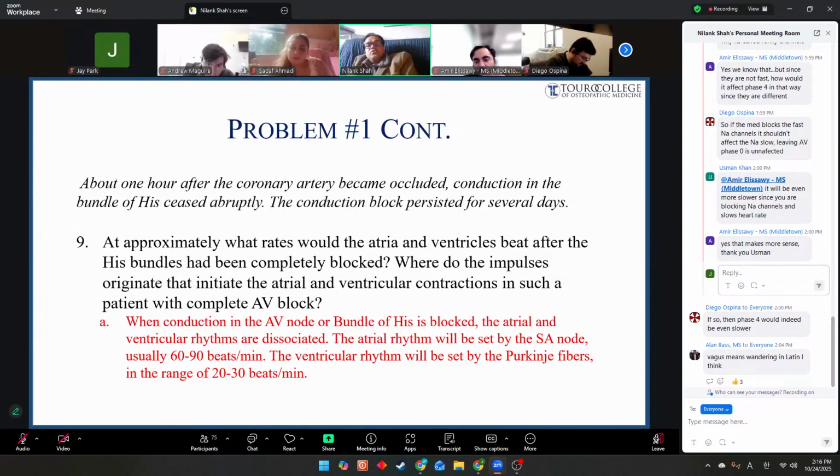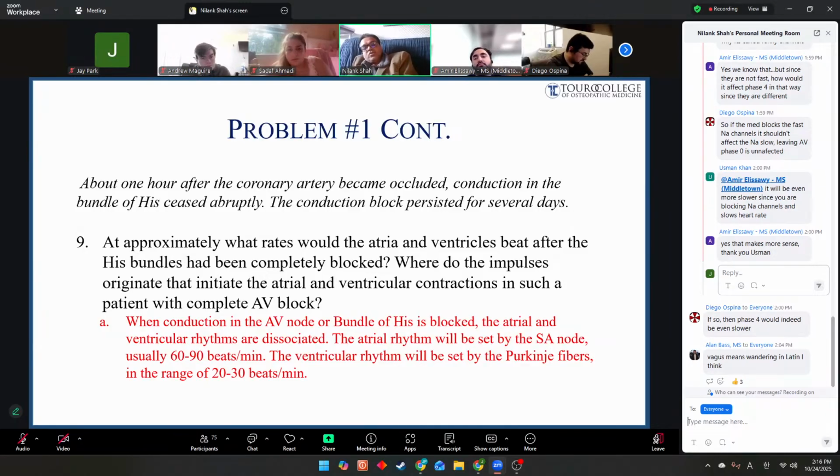It will not let the impulse pass down from the SA node to the bundle of His or Purkinje. So the SA node will fire impulses at its own rate, which is 60 to 90 beats per minute, and the ventricle will fire its impulse, which is set by the Purkinje and bundle of His, mainly the Purkinje system, at 20 to 30 or 15 to 20 beats per minute. So it's called dissociated atrial and ventricular rhythm, because there is a complete disconnect because of the AV block.